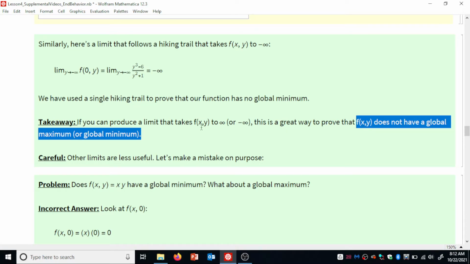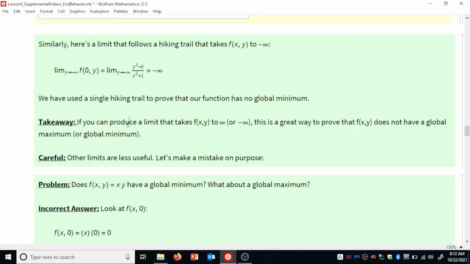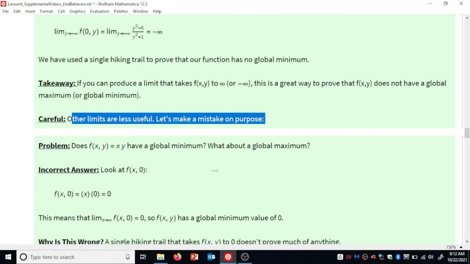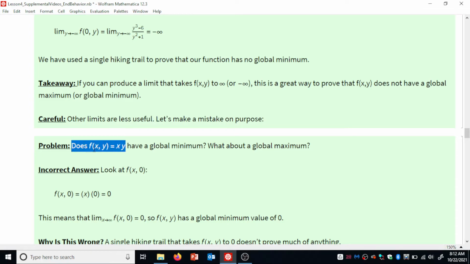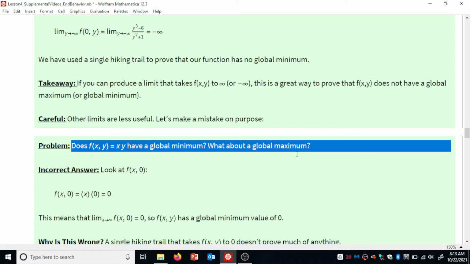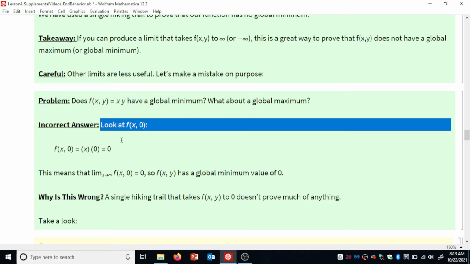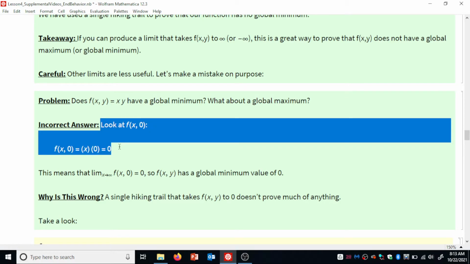However, just because you can use a single hiking trail to prove that a function does not have a global maximum or does not have a global minimum, this technique is not very useful for proving that a function does have a global maximum or does have a global minimum. We have to be careful. So we have to not overgeneralize this technique here. So, for example, does f of x y equals x y have a global minimum? What about a global maximum? If we're not careful, we're going to produce some not very useful mathematics here.